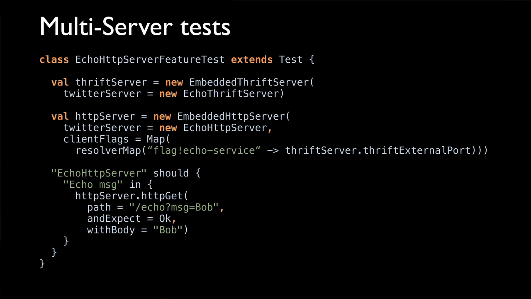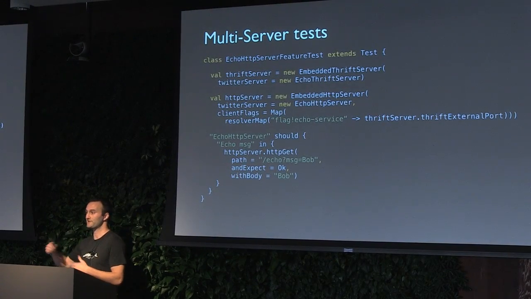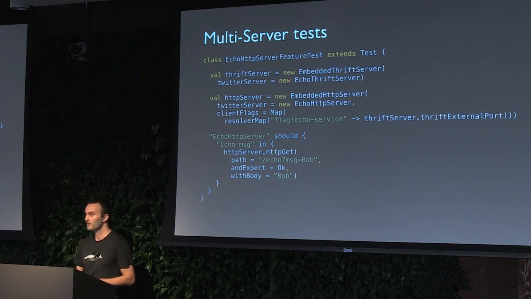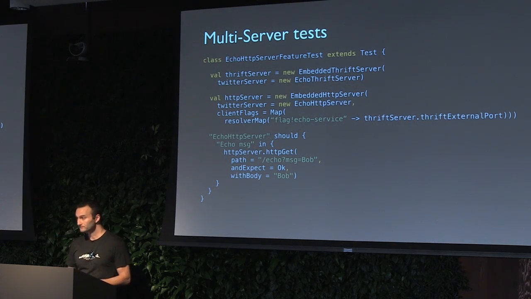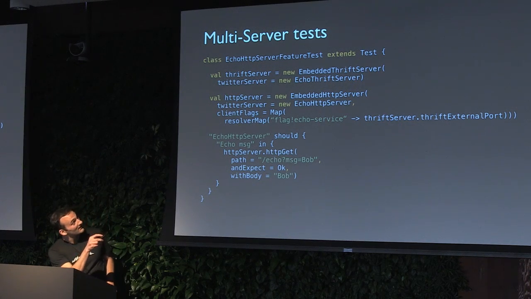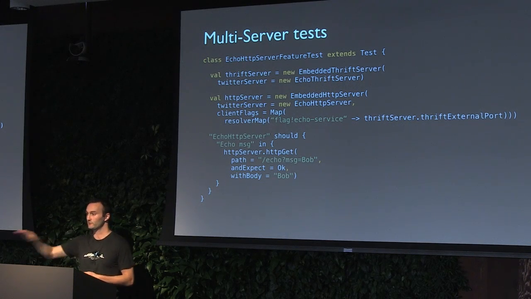And finally, I wanted to show that feature tests are not limited to a single server. You can bring up multiple servers, especially if those servers have dependencies on each other. So in this example, we have an HTTP server that calls a backend thrift server. We could create both in the feature test, tell the HTTP server with the resolver map, when you try to resolve the echo service, point at this thrift server's external point. And then both of these servers will be wired together. You could run a feature test that runs through both of them.